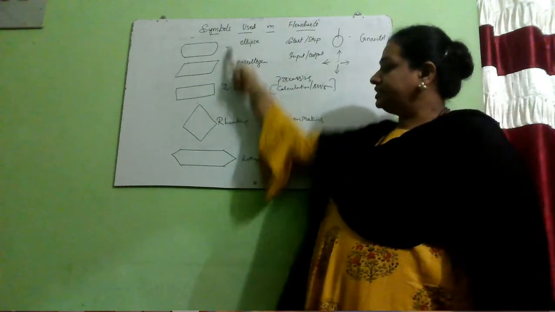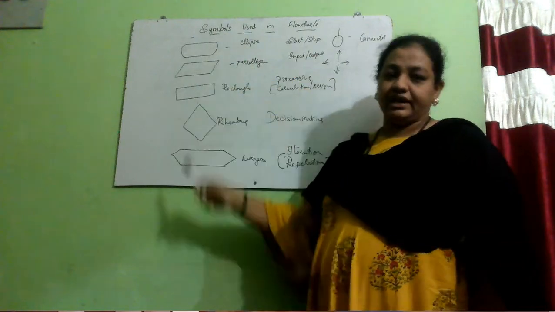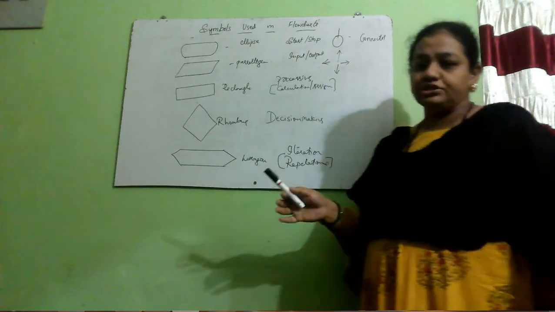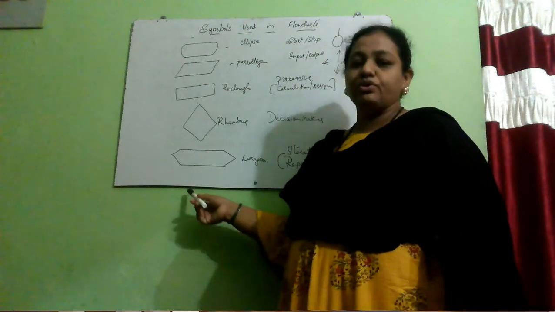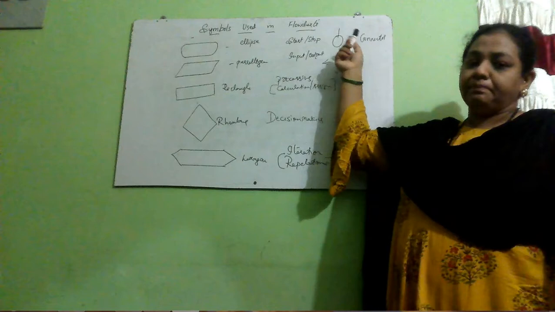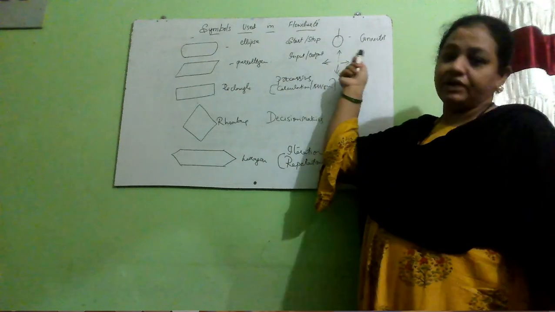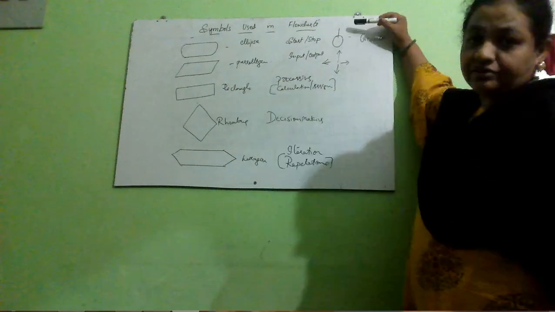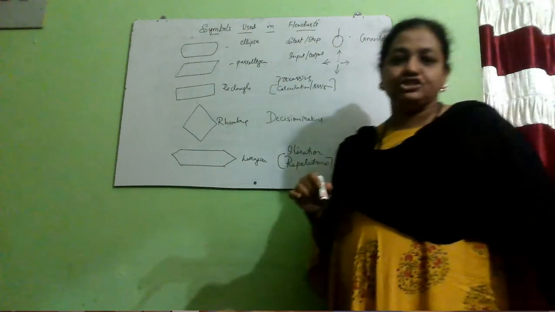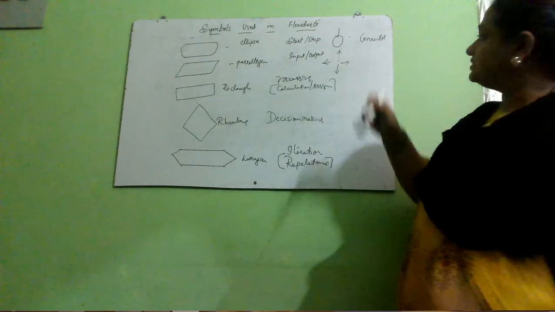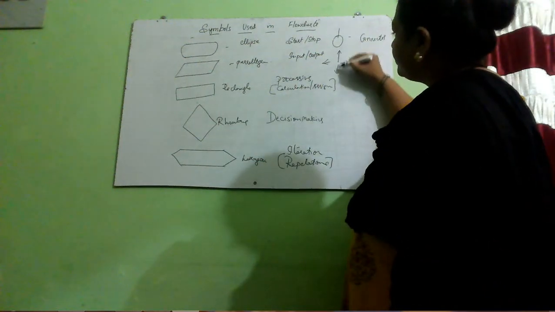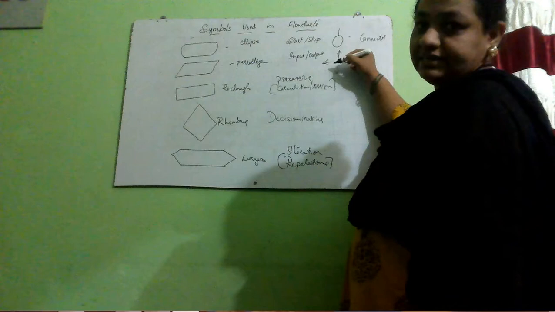A rhombus is used for decision making. As of now, don't get confused with decision making. I'll be explaining in detail decision making and iteration. We will have different classes for this. That time I will explain in detail what is decision making and iteration. Hexagon we are using to represent the iterative statements or the repetitive statements.